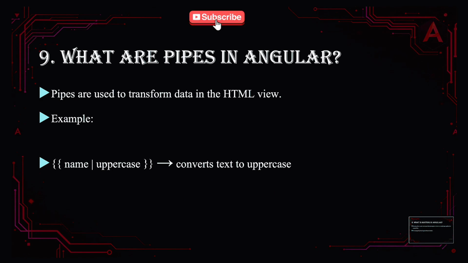Question 9. What are pipes in Angular? Pipes are used to transform data in templates. For example, converting text to uppercase or formatting dates. You can also build your own custom pipes. Okay, next question.